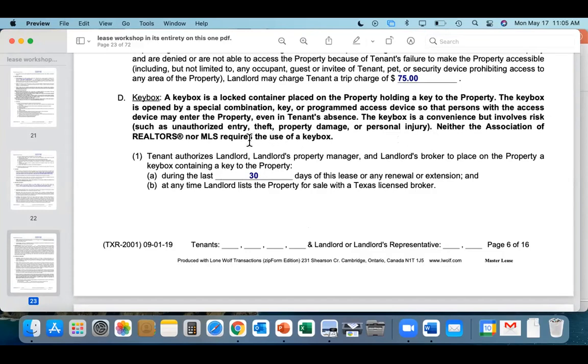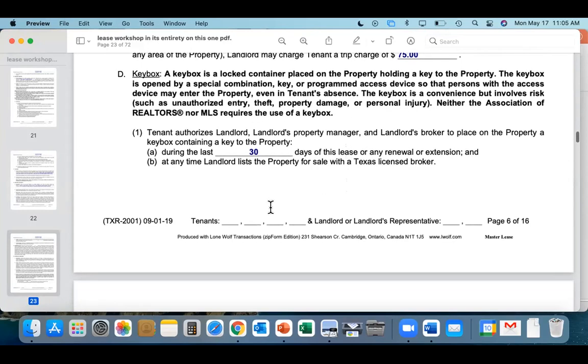Neither the Association of Realtors nor MLS requires the use of a key box. And then this we put in: tenant authorizes landlord or the property manager to place a key box containing a key to the property during the last 30 days. This is very, very important that you explain this. We have so many issues with this. If a landlord knows he needs to sell the house, or he's going to put it up for rent again, he's going to hire the same brokerage to go ahead and market the house. So we want it in writing now up front that the tenant knows 30 days before they leave, a key box is going on the property.